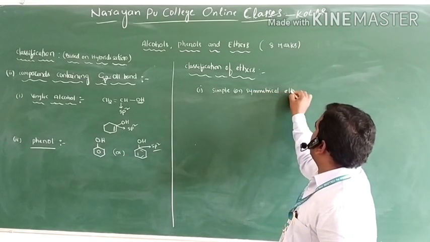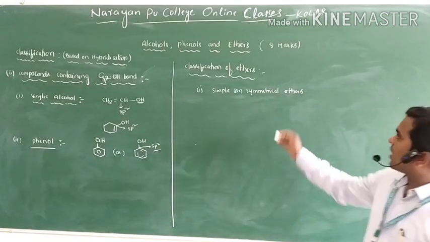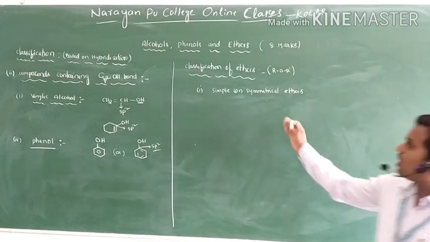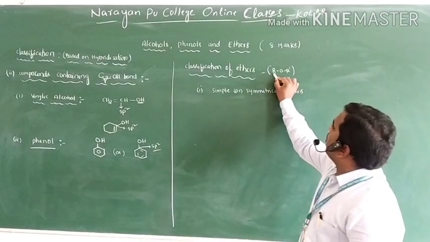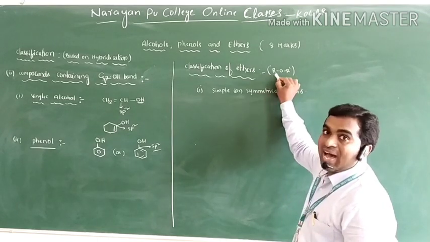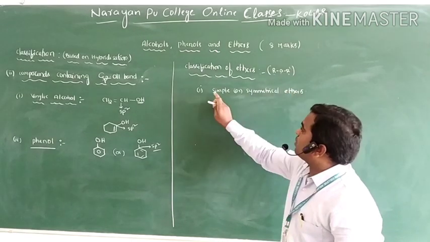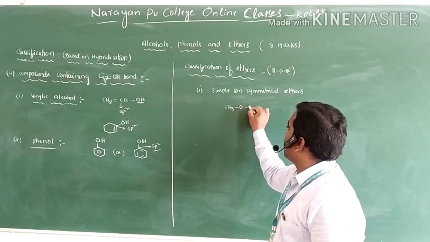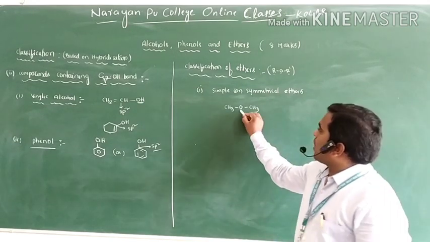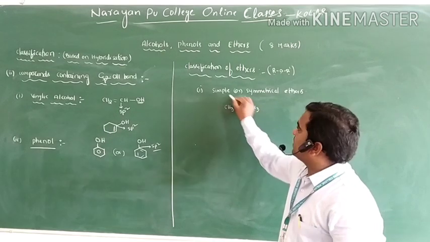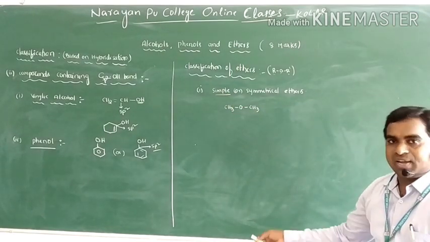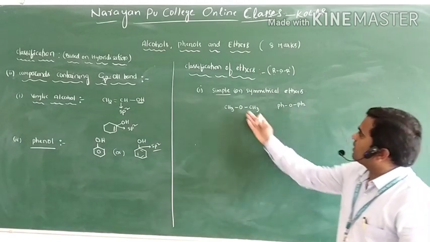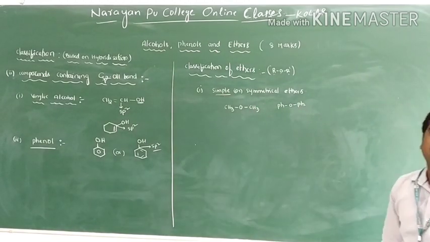Simple or symmetrical ethers. Okay? And you already know the ether general formula, R-O-R'. What are simple or symmetrical ethers? If both the alkyl groups or aryl groups attached to the oxygen atom are the same, those ethers we will call a simple ether. Suppose I write the example CH3OCH3. To the oxygen, both the alkyl groups are the same, so this we will call a simple ether or symmetrical ether. Another example, if I write here PhOPh, this is also a symmetrical ether or simple ether. Why? Because on both sides of the oxygen the groups are the same.